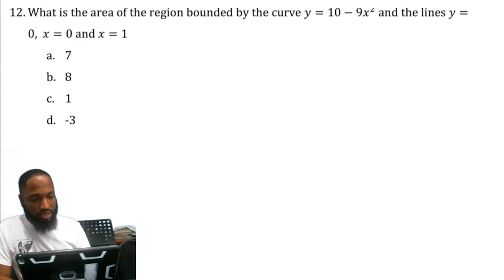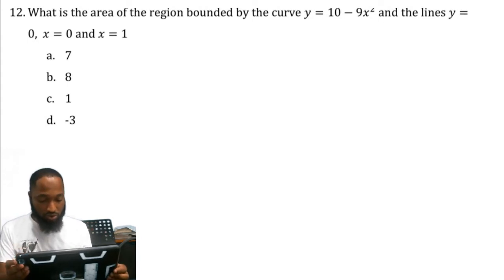What is the area of the region bounded by the curve? I don't know who snapped this question, but they kind of cut off the whole piece there, so let me snap it over for this person. Actually, we could just write a little square on this, just delete that screenshot.